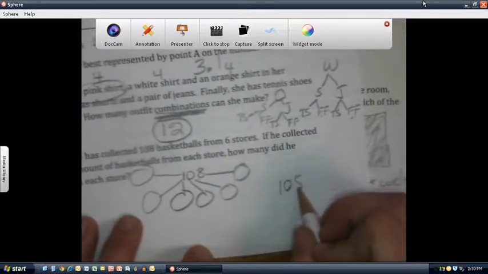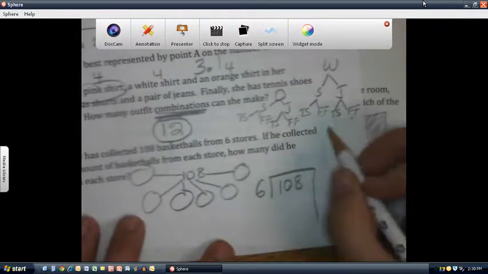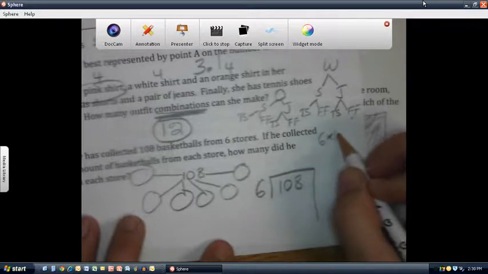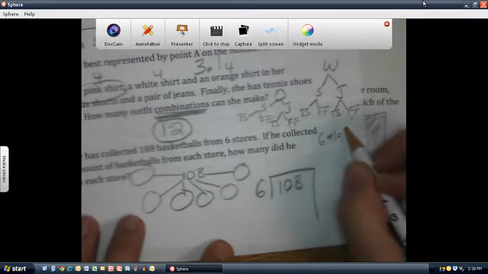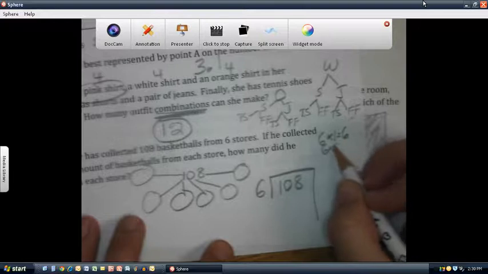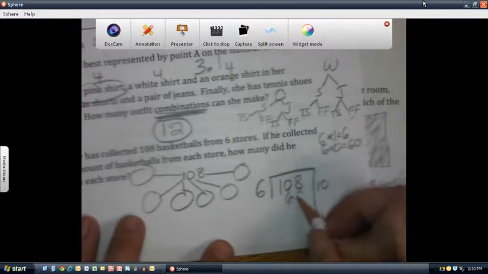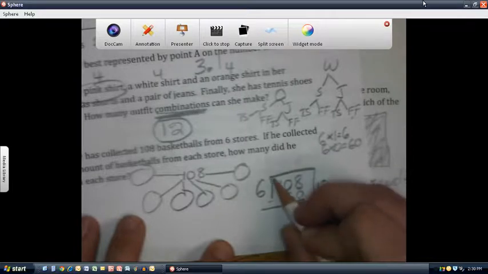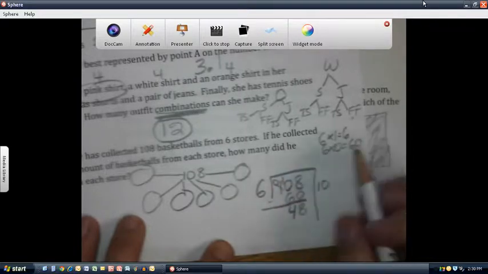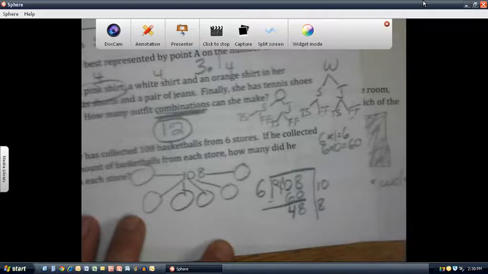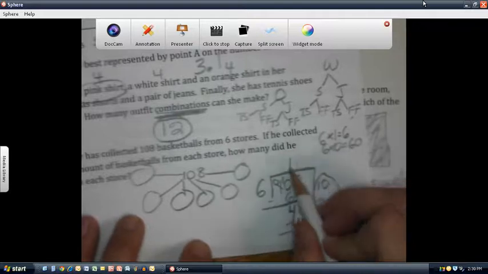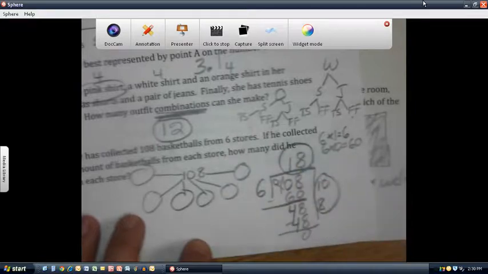108 divided by 6. 6 times 1 is 6. So 6 times 10, 60. So if I put 10 in each group, I have 48 left. And I know 6 times 8 is 48. So there are 18 from each store.